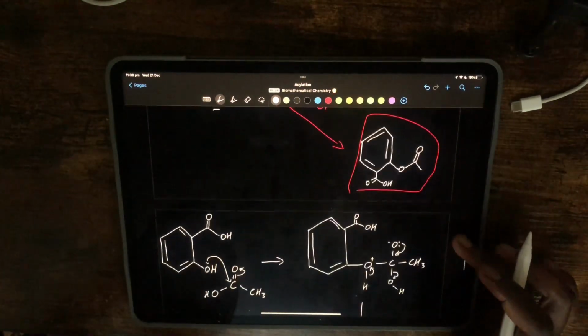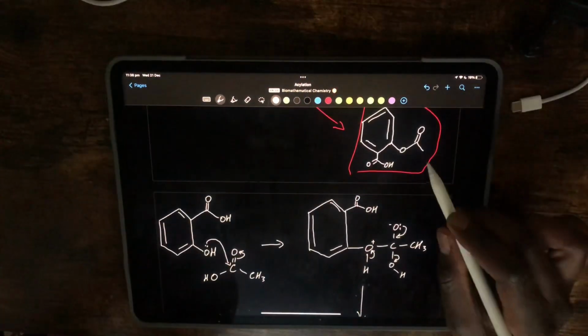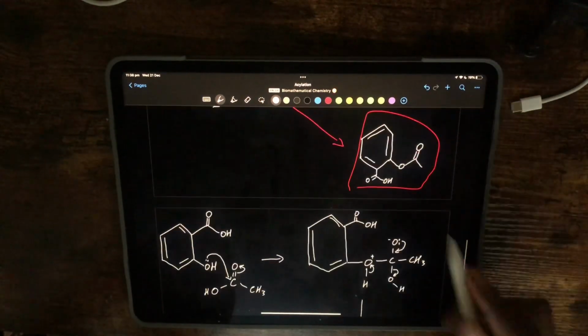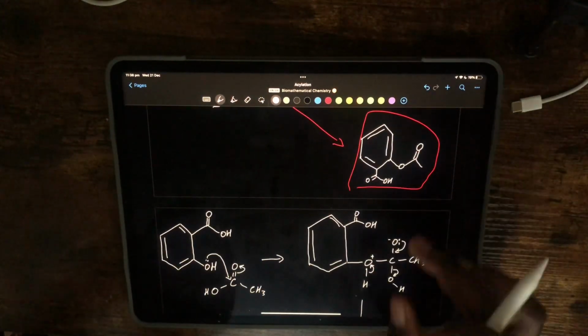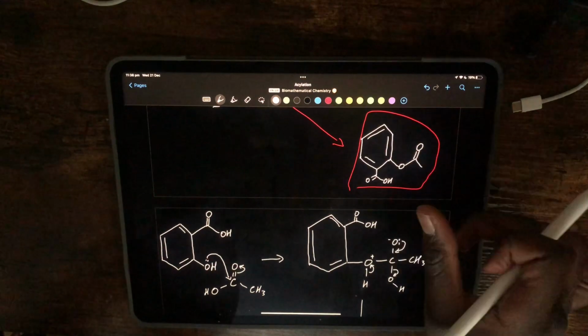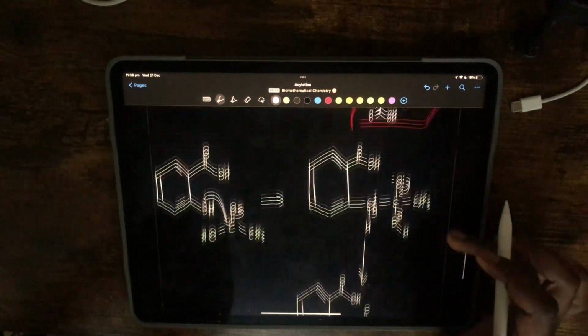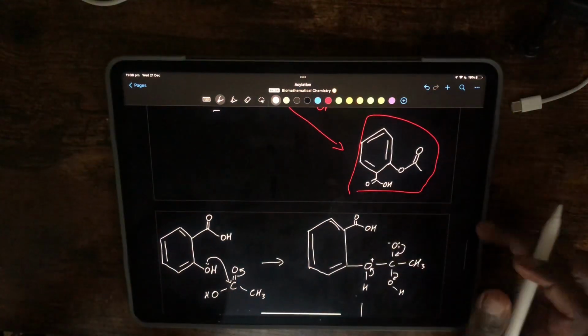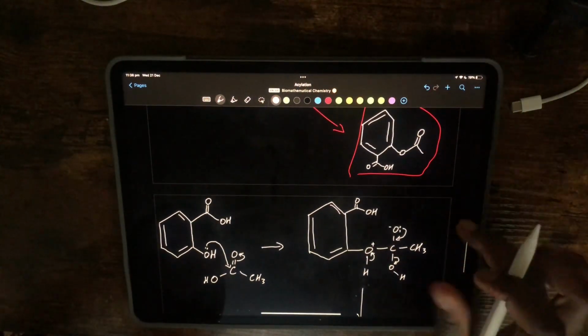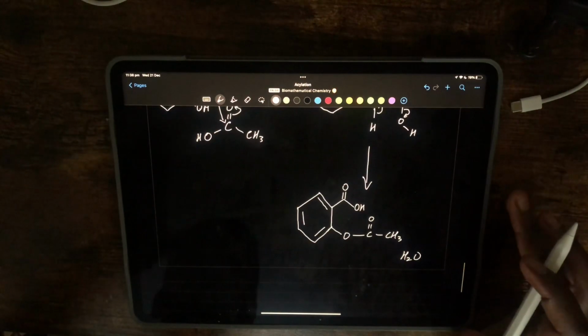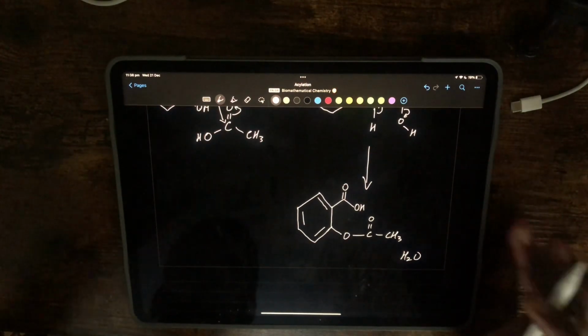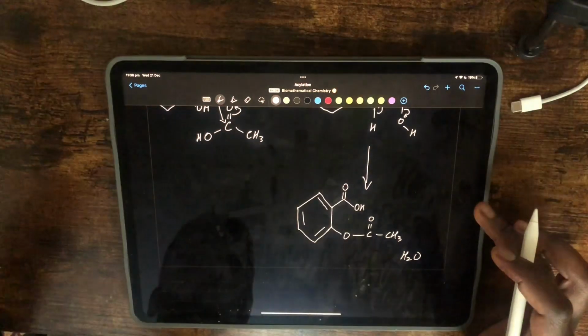So now this is pretty much the same compound. It's just inverted, rotated in space because it is a 3D compound. It's the exact same thing. I don't know how many degrees you flip that by, but it is literally the same thing. And this is aspirin.